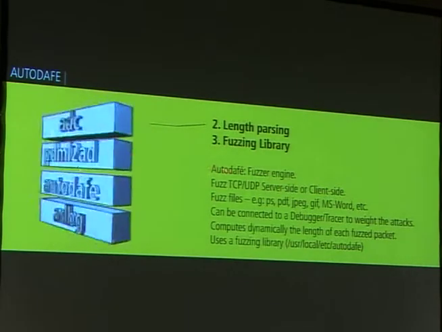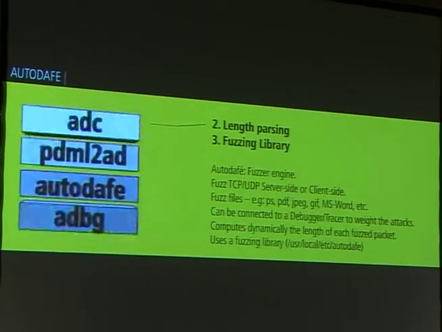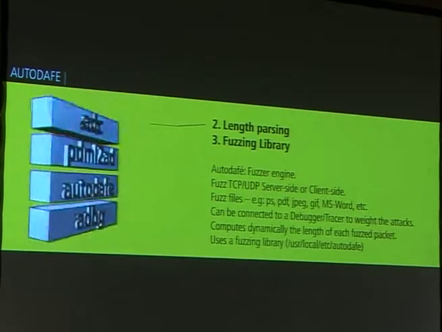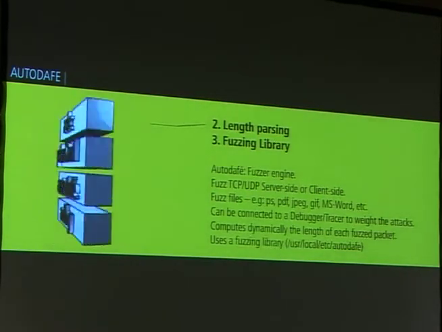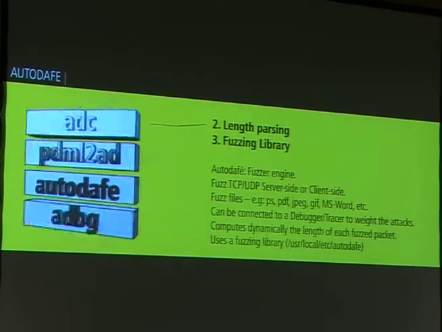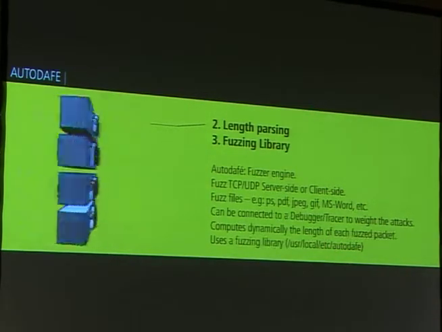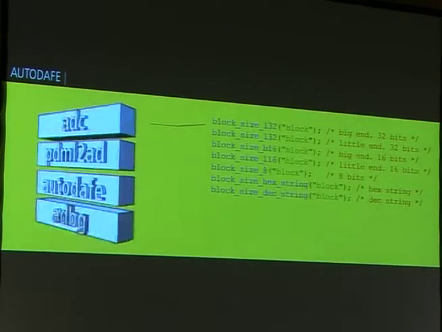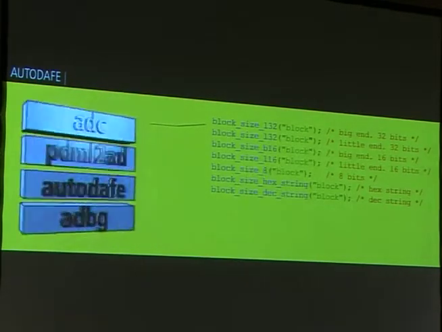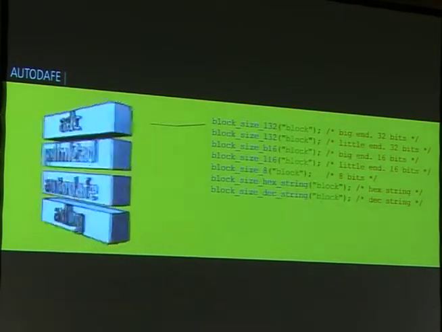The fuzzer, called Autodafe, this part here, can be connected to a debugger in order to wait for attacks. As I said, the fuzzer can automatically recompute the length fields of each packet. Here is an example of the sizes you can give: 32-bit, little or big endian, 16-bit, 8-bit, or even strings using characters. For example, when you send information using an HTTP POST, you need to write the content length field with characters.